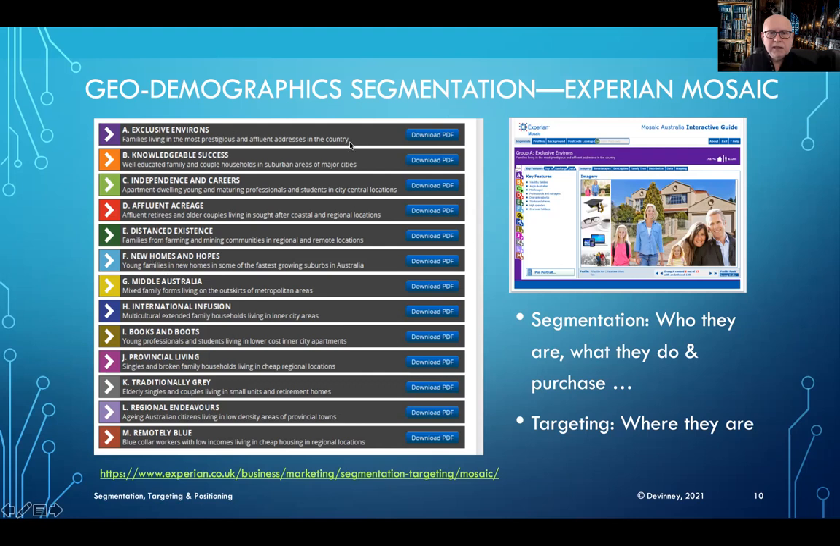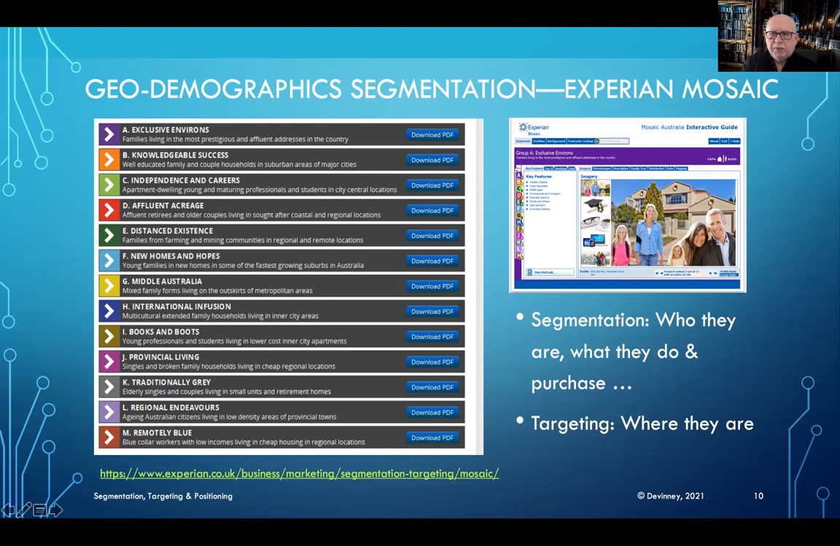This is the geographic demographic segmentation used by Experian. So these are people who do credit ratings and other things like that, but they have all sorts of other data, and they have all of these different types of structures. It's something called Mosaic. And so what they're doing is they're looking at the segmentation of who they are, what they do, what they purchase, and the targeting is where they are.